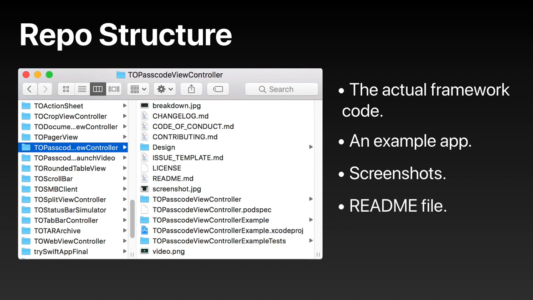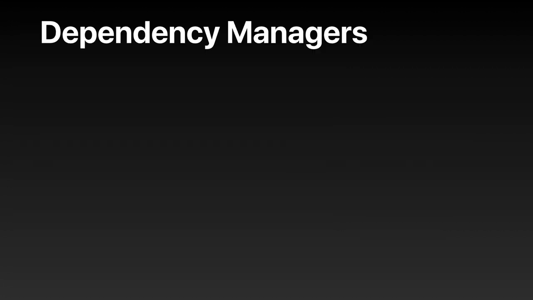A README file, this is kind of guaranteed. GitHub will show README files at the root of the repo, so it's always good to have one of them. You can still do markdown. And a license file to show what sort of license your code is under. This is kind of demanded by most of the dependency managers out there.